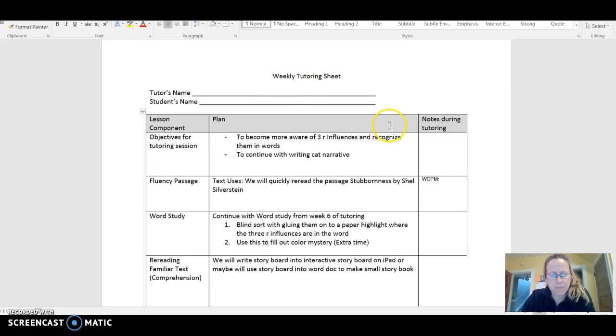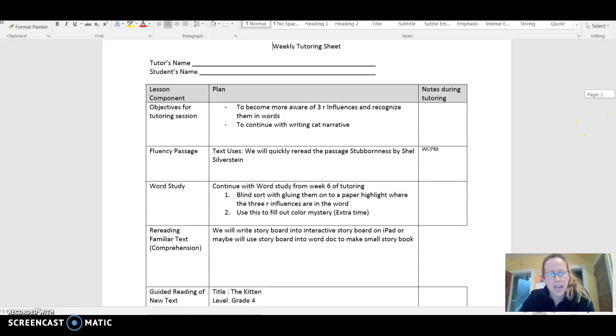So looking at your lesson plan, more aware of the three R influences. I'm not really 100% sure. Do you mean how the letter R influences vowels and different letters in a word? That's what I think you're doing. And maybe that's the word study that you're doing this week. And if that's true, that sounds good.